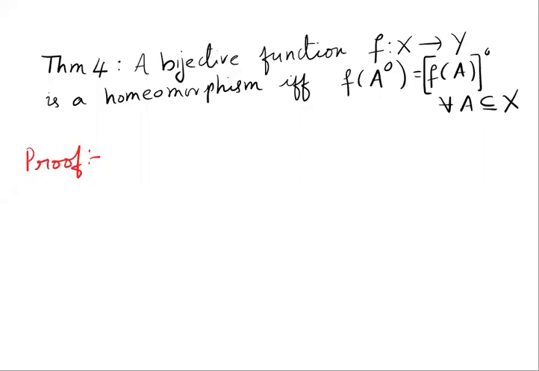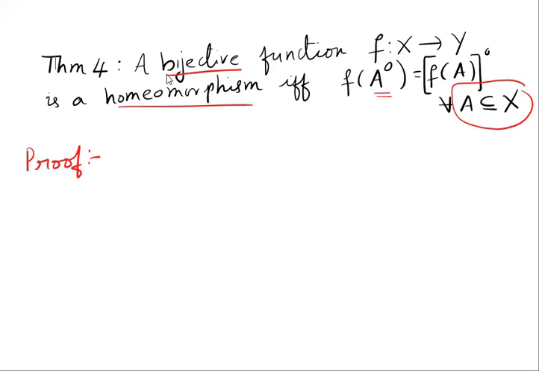Now we shall prove theorem 4 on homeomorphism. It states that a bijective function f from X to Y is a homeomorphism if and only if for all subsets A of X, we have f of A interior is equal to f of A whole interior.